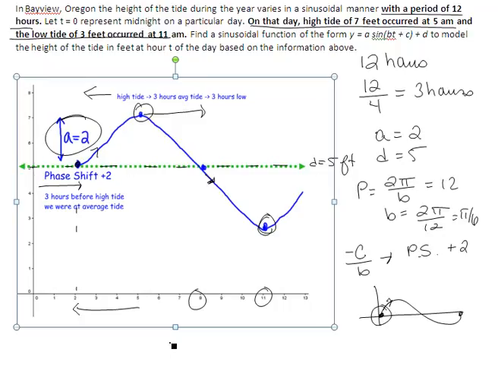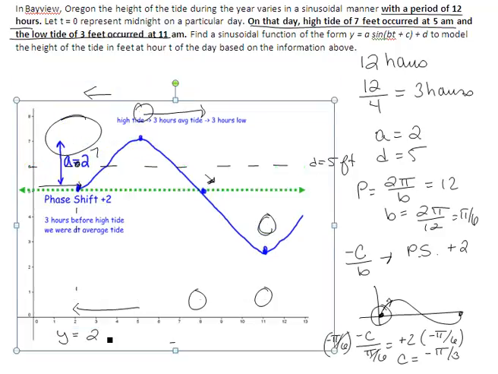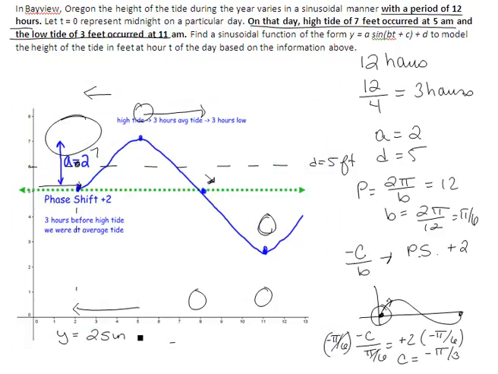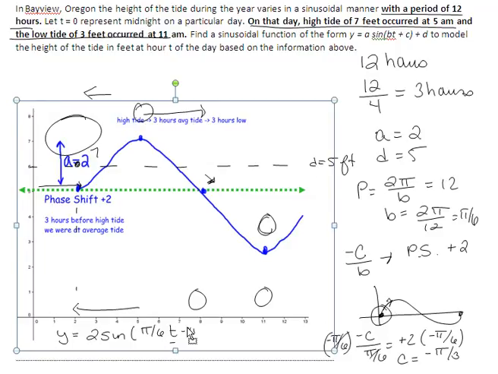Now we can solve for C. We have the opposite of C over B, which is pi over 6, should equal +2. We can multiply both sides by a negative pi over 6 to solve for C. This tells us that C is equal to a negative 2 pi over 6, or negative pi over 3. Therefore, our equation is given by y is equal to 2 sine of B minus pi over 3 plus D.